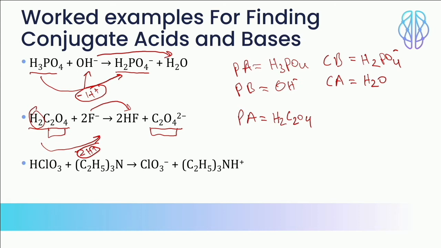Our conjugate base, in this case, it's a little bit different. It's not just minus 1 H. It's lost 2 H's. However, the same concept applies. It's still C2O4 2 minus. Our parent base accepts the H+ and is the 2F minus. And our conjugate acid is the 2HF.